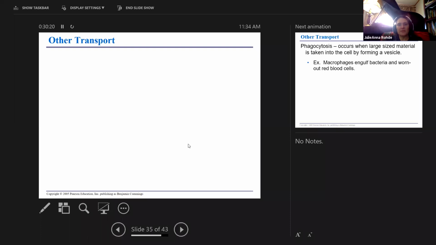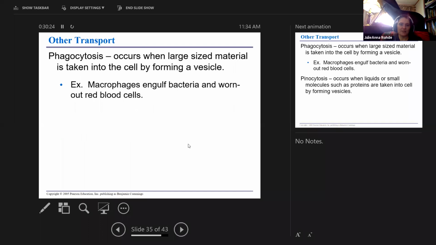We have two types of endocytosis. That process is referred to as phagocytosis because that's a large molecule being taken in. We first observed that with macrophages. These are some of our immune system cells, and they engulf bacteria that's in our bloodstream. They're also a little bit of house cleaners. They will engulf worn out red blood cells.